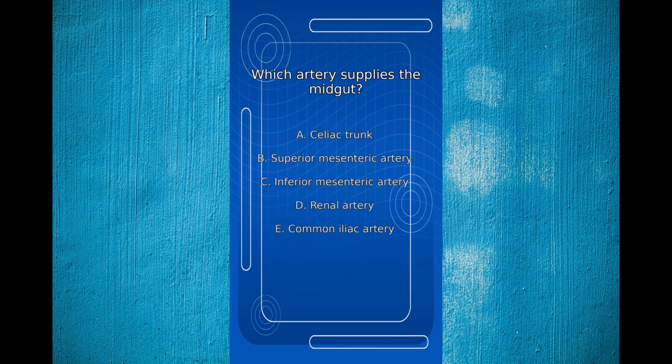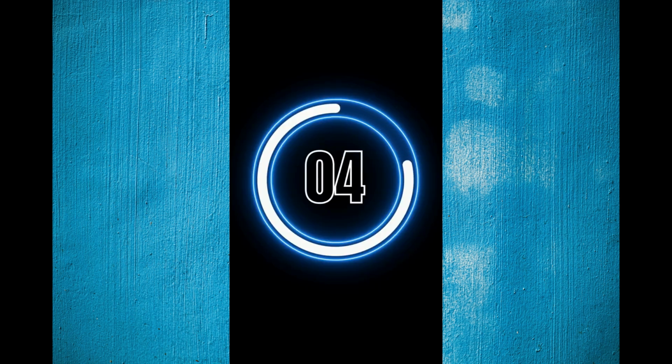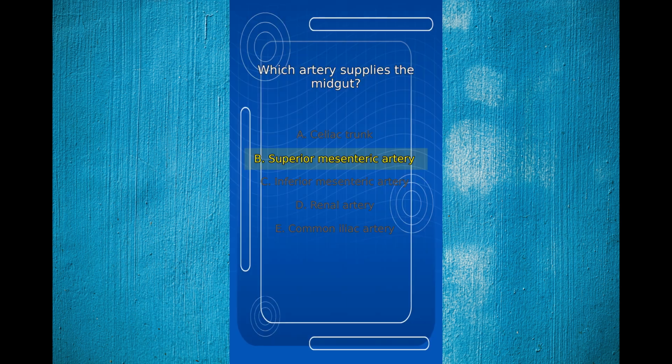Which artery supplies the midgut? The correct answer is B. Superior mesenteric artery. The superior mesenteric artery supplies the midgut structures.